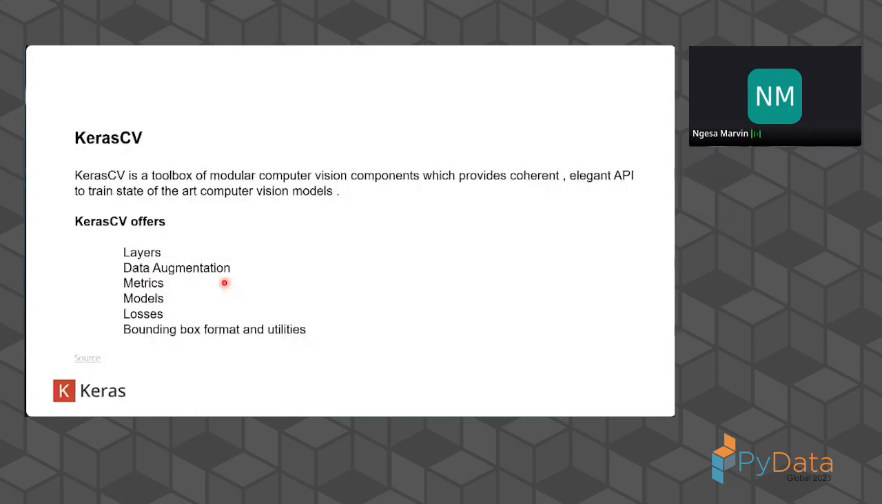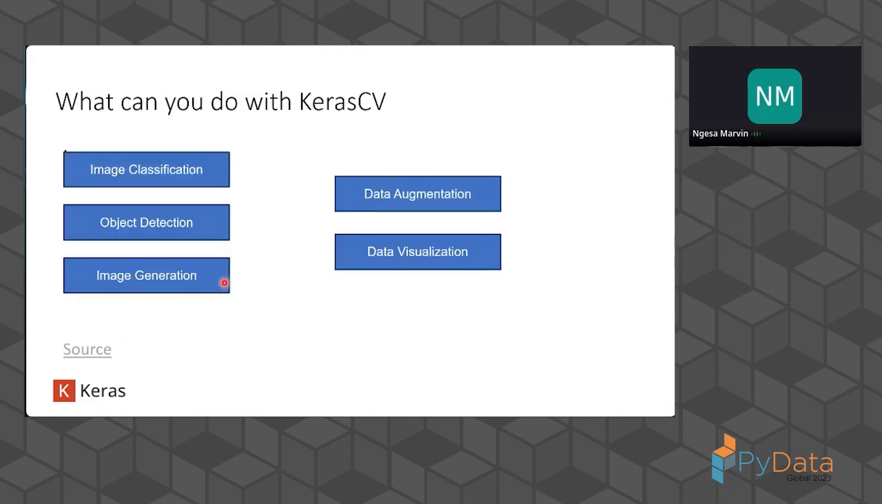And of course, Keras also has things like KerasCV that also work seamlessly with all these. KerasCV offers you a range of things from layers, data augmentation, metrics, models, losses, bounding boxes, and utilities. I think one of my favorite ones is the data visualization, because it makes it easy to visualize the data, like how you'd use, let's say, matplotlib, for example.